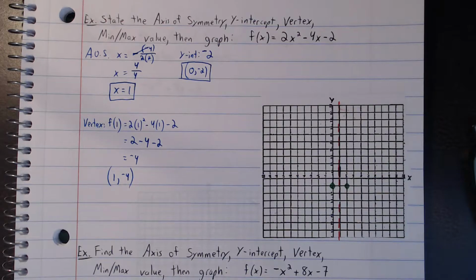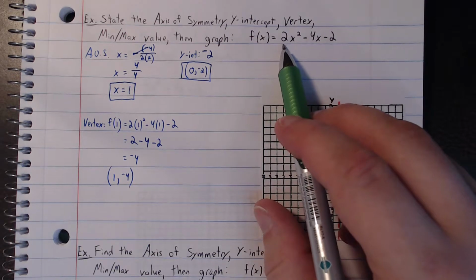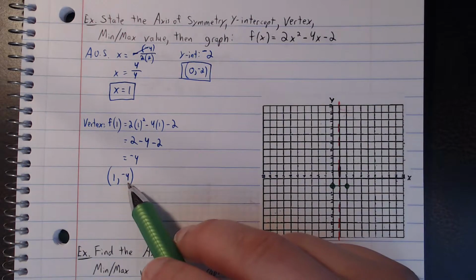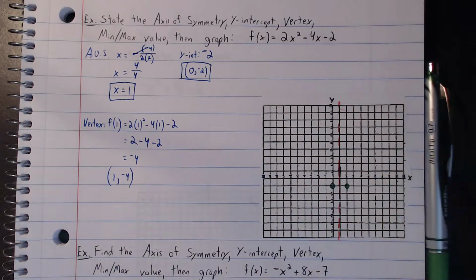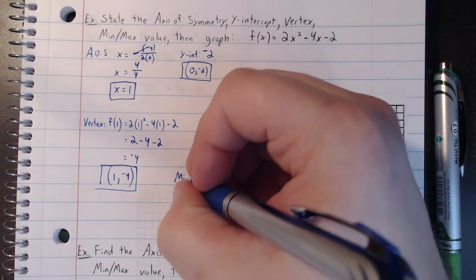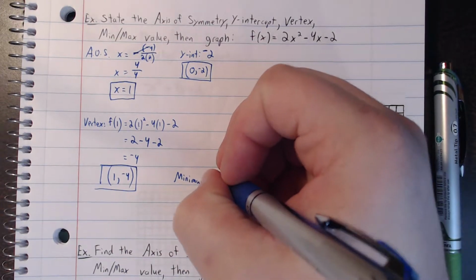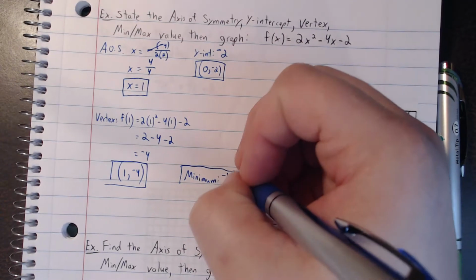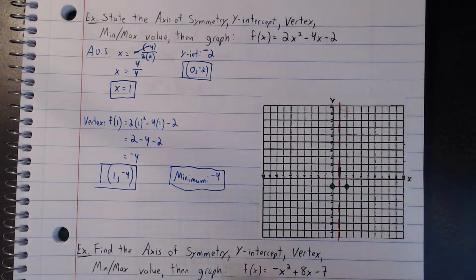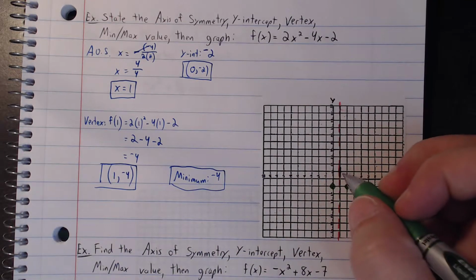That's also our minimum value, right? Because we knew this was going to be a minimum, since the a value is positive, and it's going to be whatever our y happens to be. So we can list that as well, because they look for that in our instructions. The minimum is going to be -4. So we want the point 1, -4, and we plot that right here.